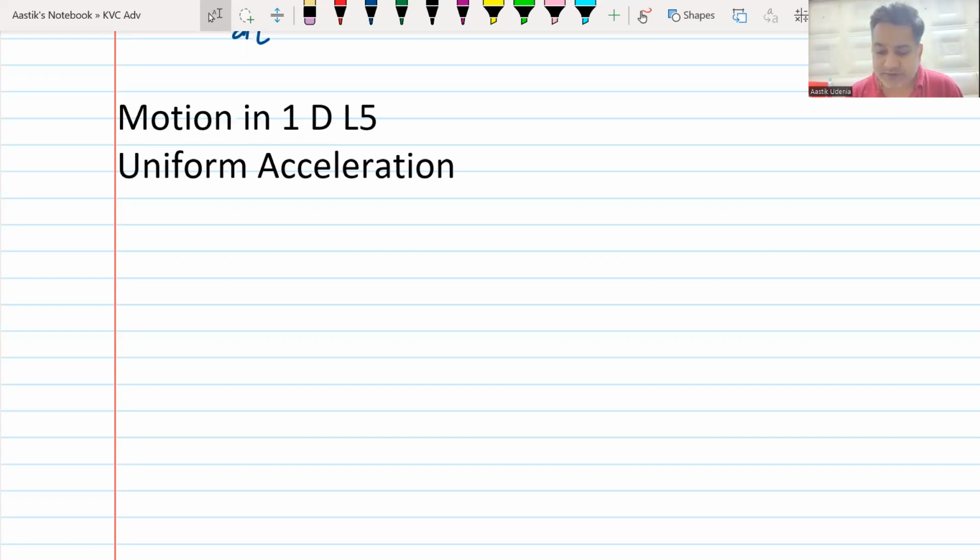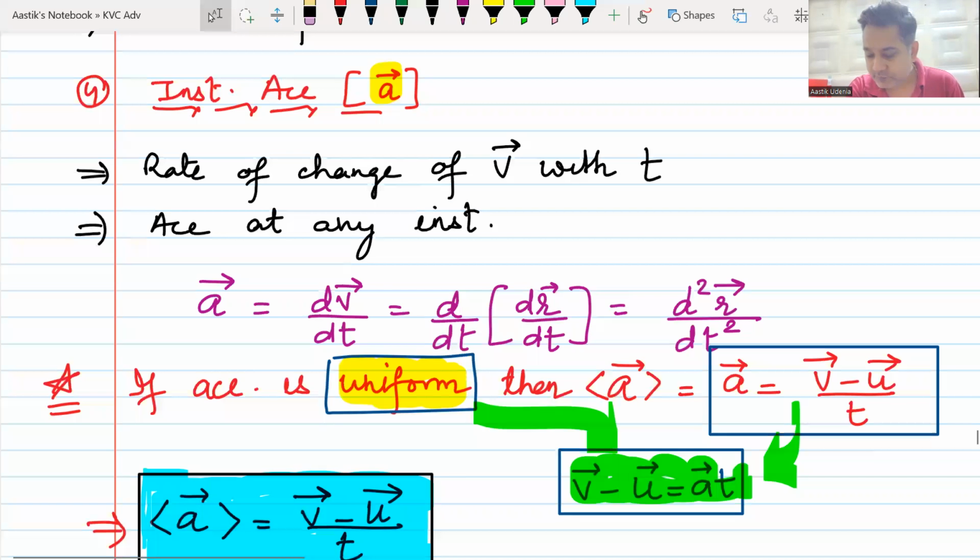Do you remember what we were doing in the last class? Yes, sir. We were doing types of acceleration, and we were doing important notes. We had seen the various types of acceleration: instantaneous acceleration, average acceleration, uniform acceleration, non-uniform acceleration, and so on. So in today's class, we'll go ahead.